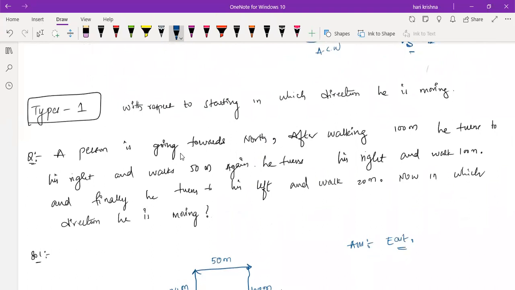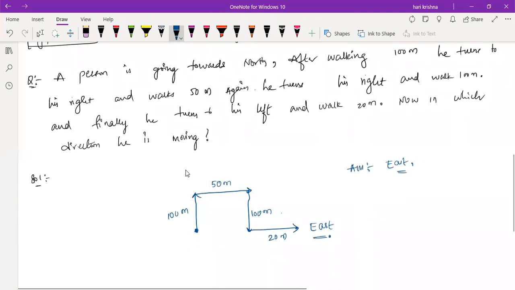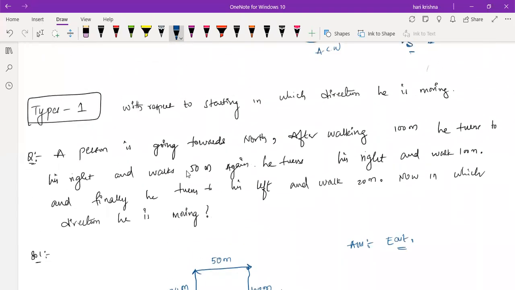Now, I will tell you the trick. Instead of solving all the things, I'll tell you a shortcut trick. What is being asked? Which direction is he moving or which direction is he facing? So whenever the question is asked like this, type 1, we'll take it as which direction is he facing, or in which direction is he moving? Whenever they are asking about this, you don't want to solve the complete problem.